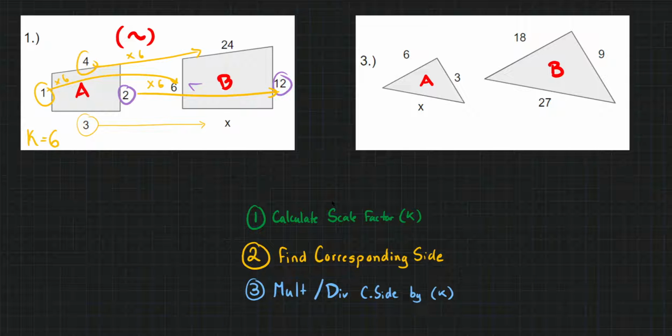Now we're just going to use the scale factor, multiply my known side to get my unknown side. 3 times 6 equals 18. So x equals 18.